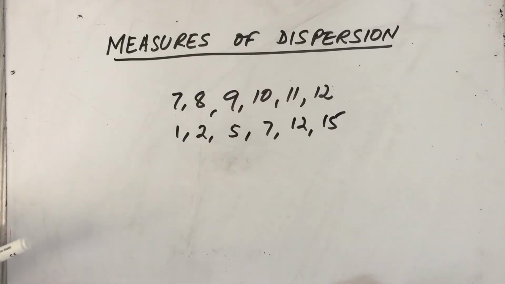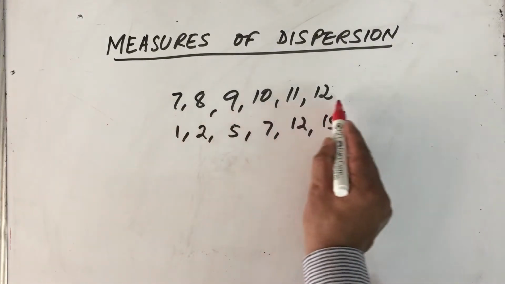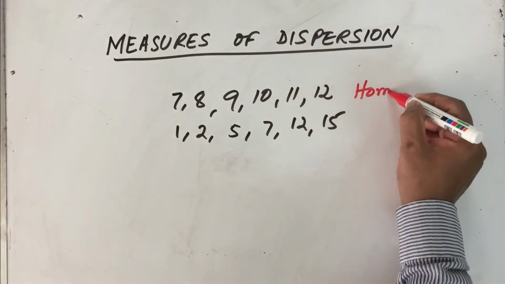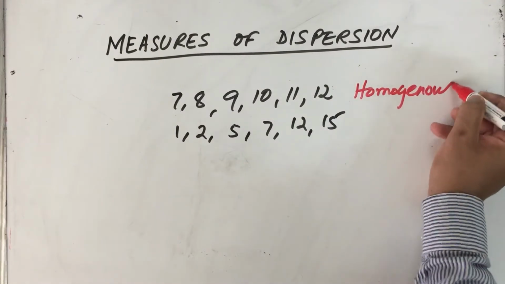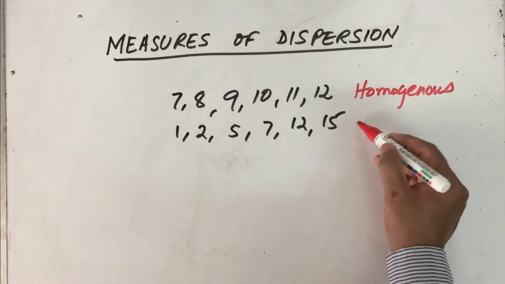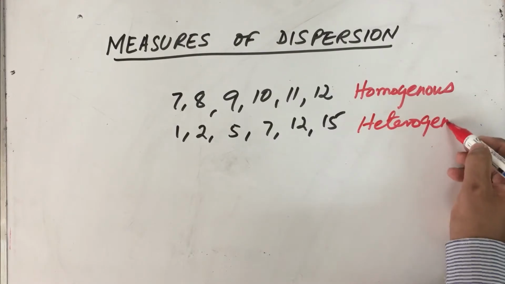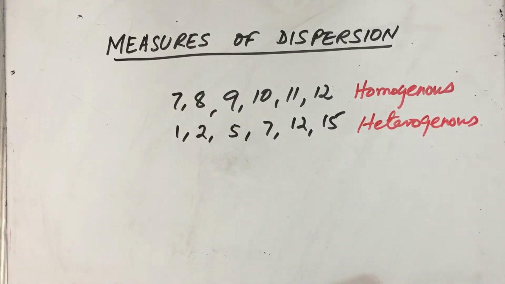When you look at these two examples, it is very clear that this is not scattered. This data is highly homogeneous, whereas this data is quite scattered. So we say that it is very heterogeneous data. So measures of dispersion is basically talking about how data is scattered, how much it is scattered.